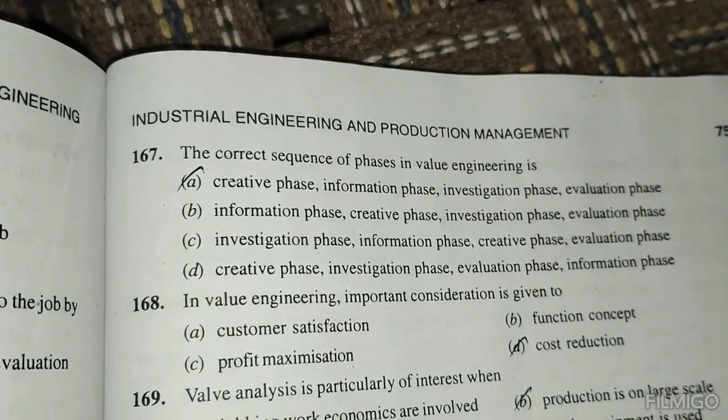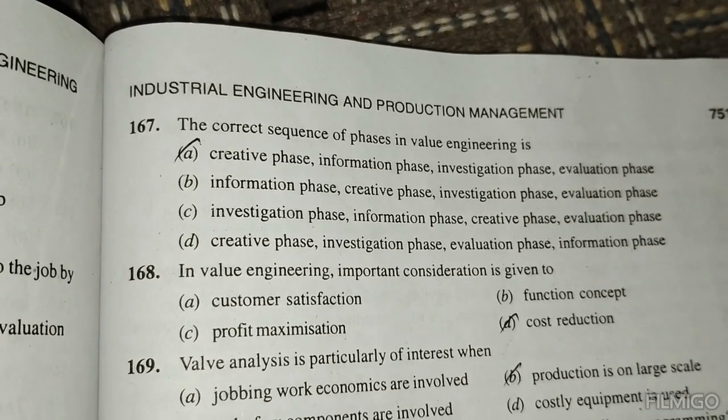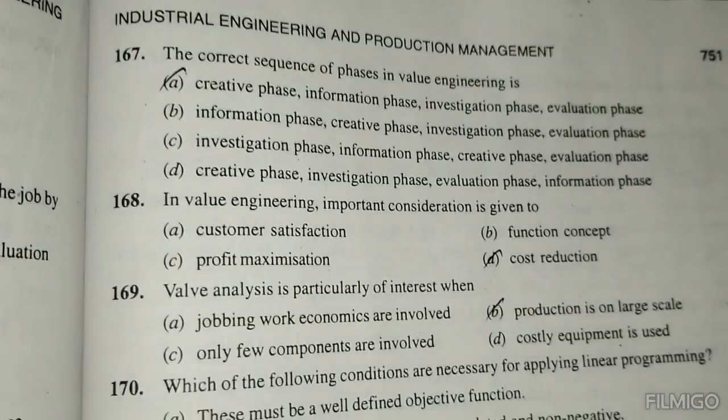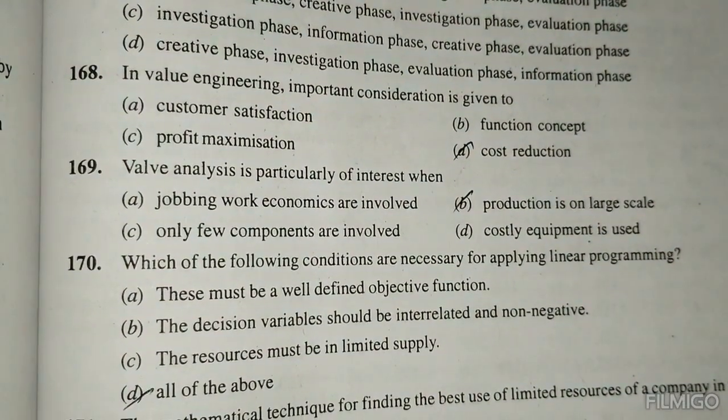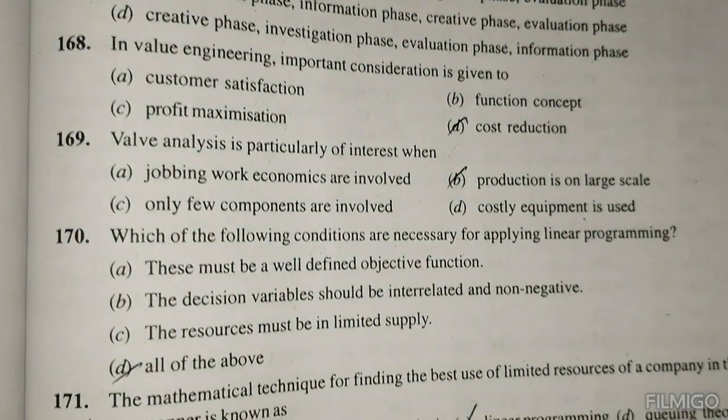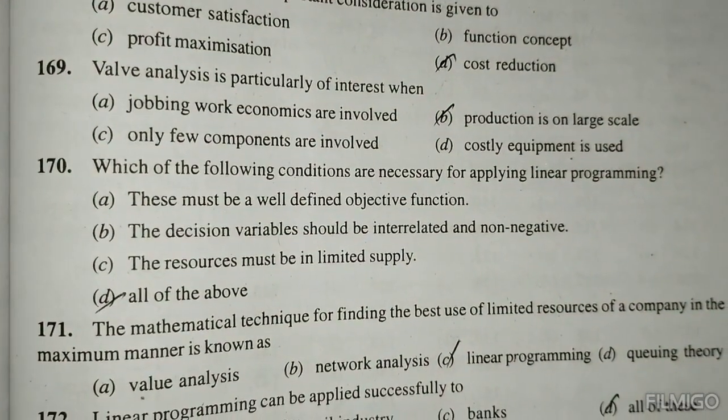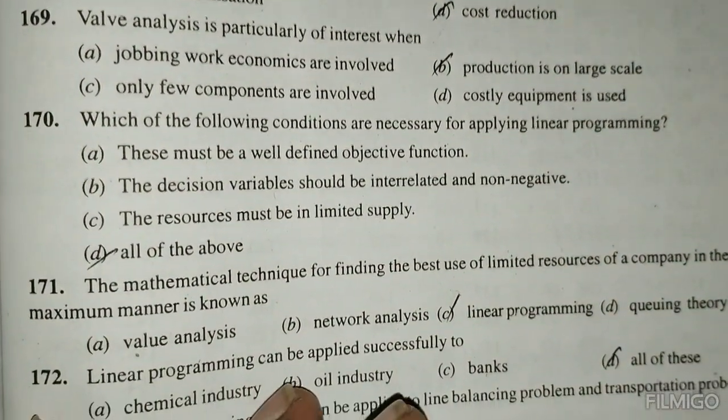The correct sequence of the phases of value engineering: investigation phase, creative phase, evaluation phase, and performance phase. In value engineering, the important consideration is cost reduction. Value analysis is practical and concerned with large scale production. Which of the following conditions is necessary for applying linear programming? All of the above.